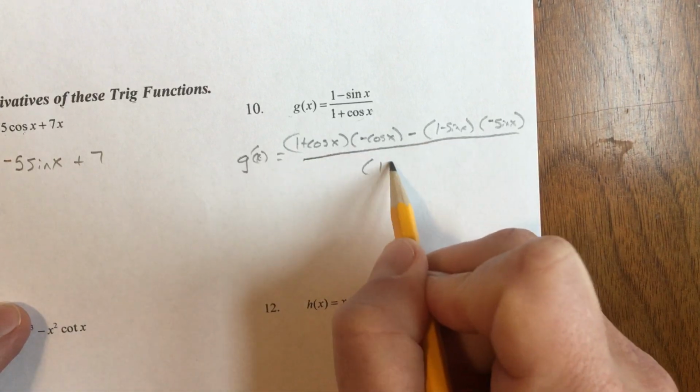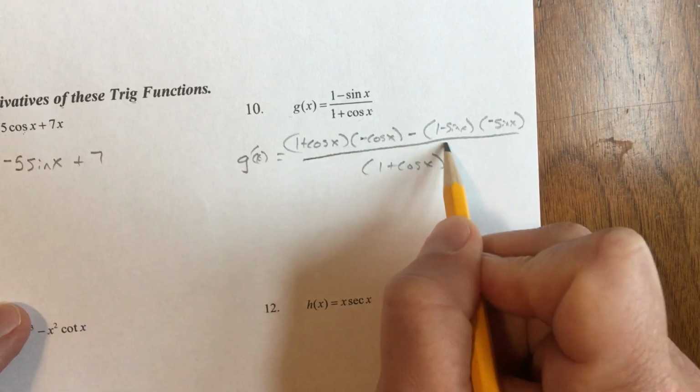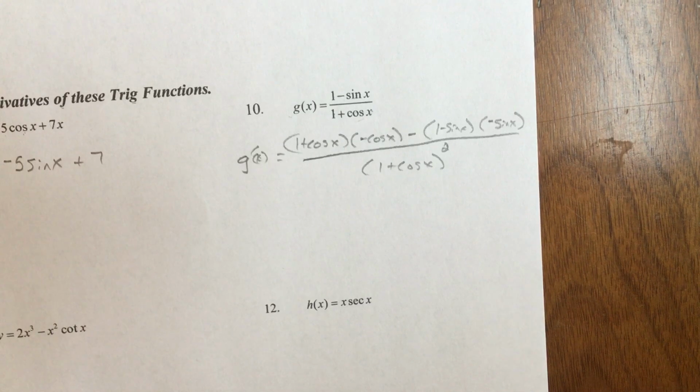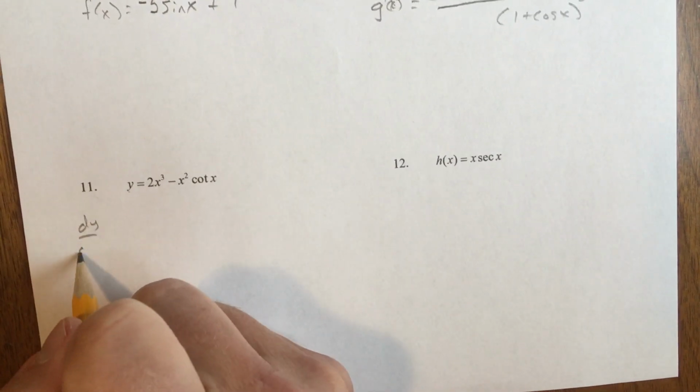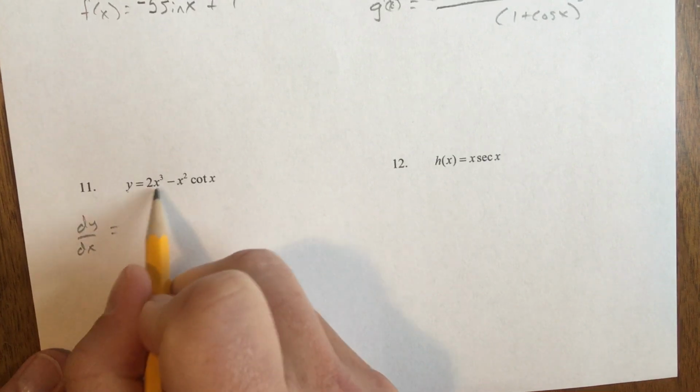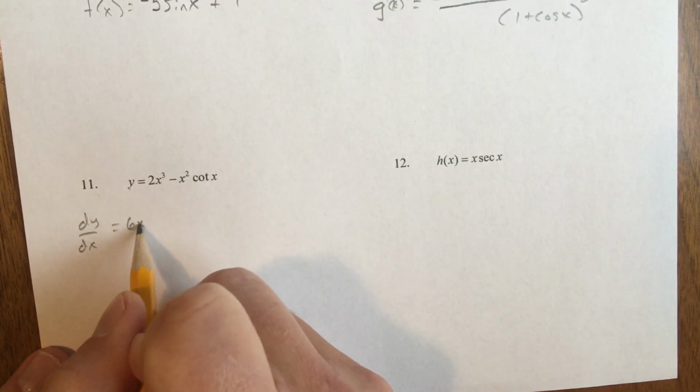All over the bottom squared. Okay. Number 11, the first derivative here is going to be the derivative of 2x cubed, which is 6x squared.